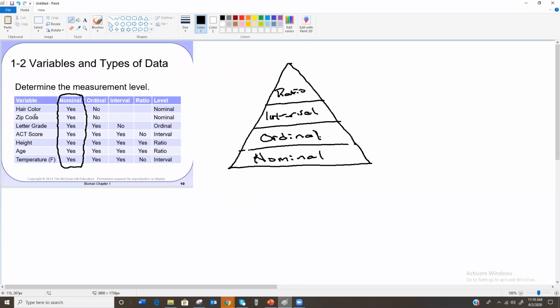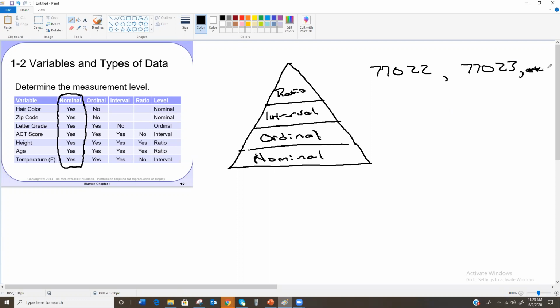What about zip code? This one is weird. And I know you could see the answers right here, but zip code is nominal, but it's also not ordinal. Why does zip code not reach the ordinal level? It's a number. You know, couldn't we say 77022 comes before 77023?